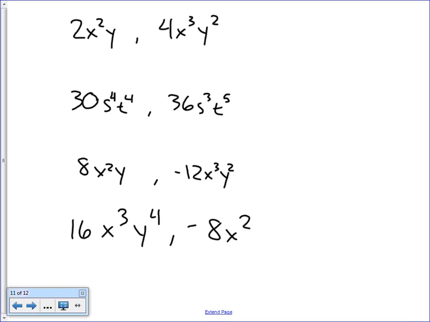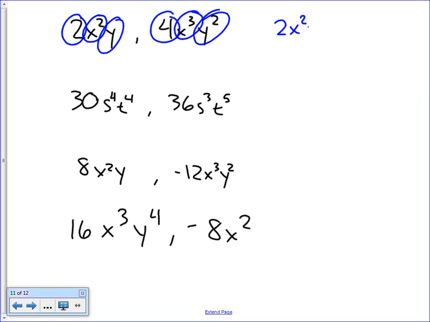Okay, so moving on, just a few more problems. I have 2 and 4, so 2 is the biggest number that divides both of them. And these ones, they have 2 variables. So this one has x's in common, x to the second, x to the third, the lower power. So we're going to use x to the second. They have y's in common. So y and y to the second, use the lower power. So 2x squared y. Out of 30 and 36, we can divide both of those by 6.